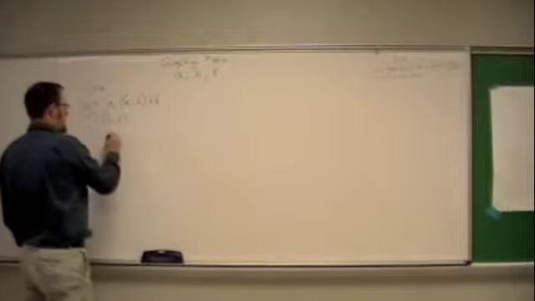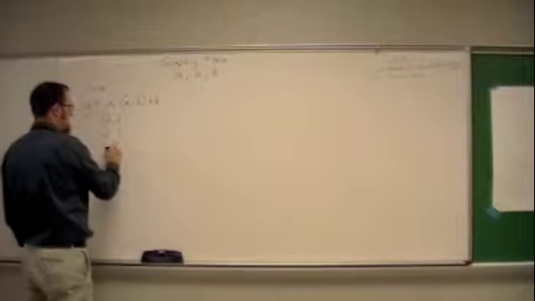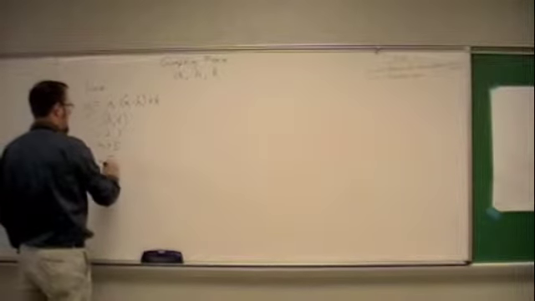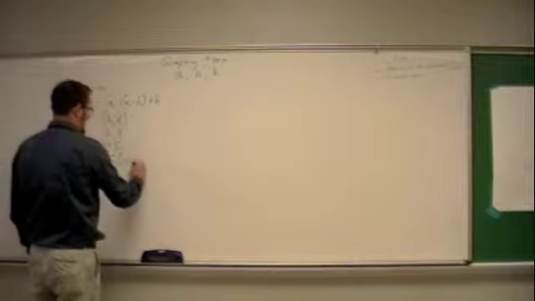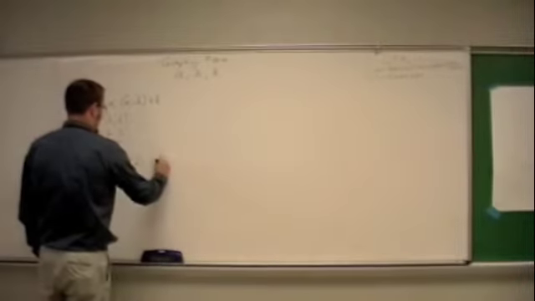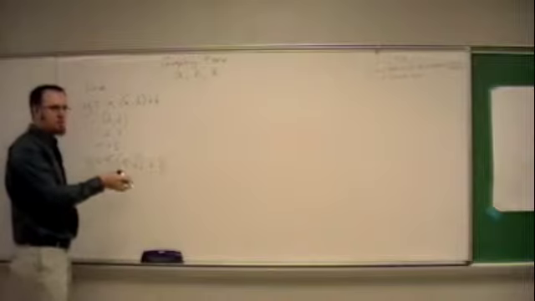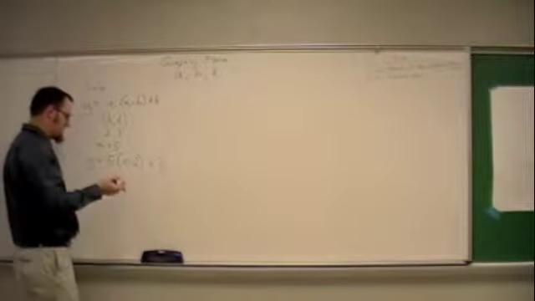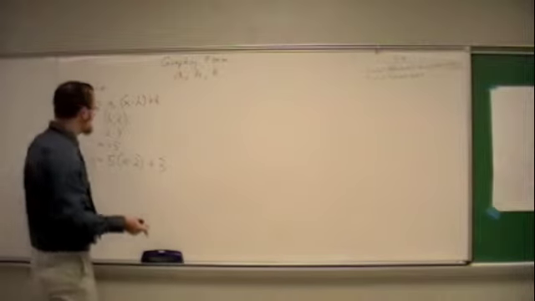But if we go through the point (2, 3), and we have a slope of 5, this is going to be y is equal to 5(x minus 2) plus 3. So once you distribute the 5 and put it together, you'll have it in slope-intercept form. In this case, it'd be y equals 5x minus 7.